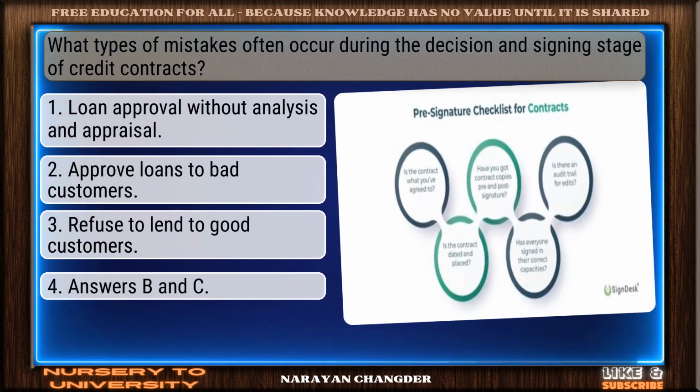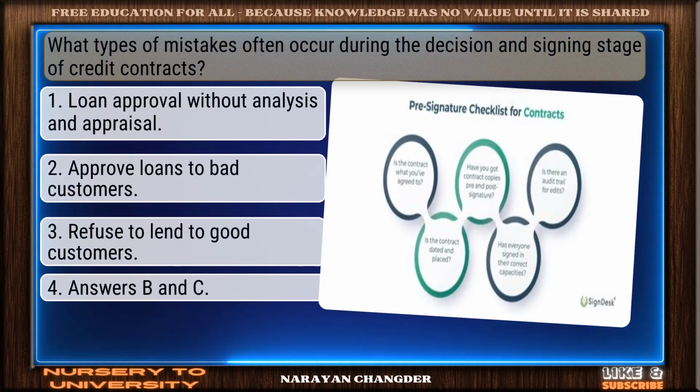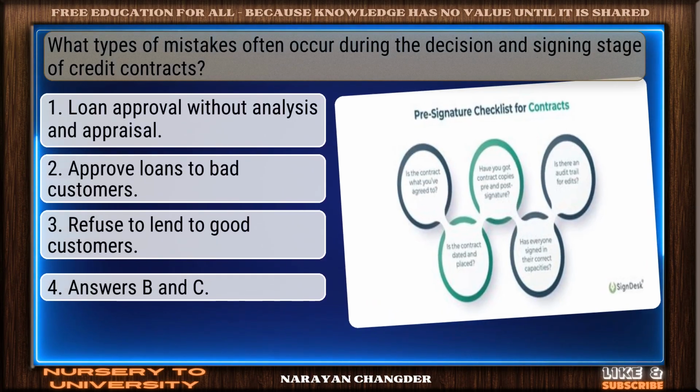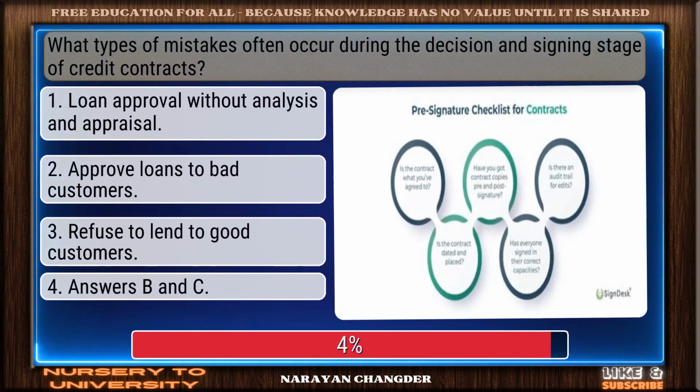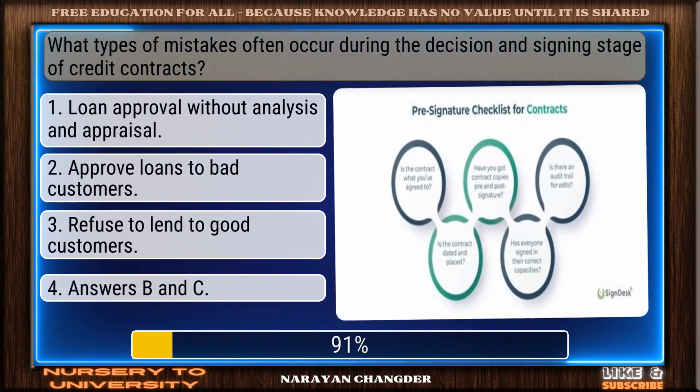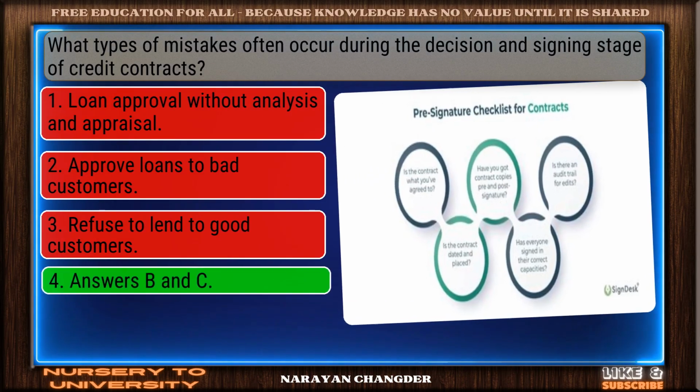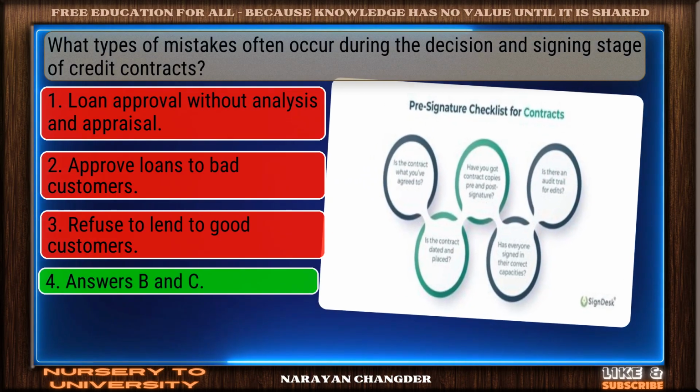What types of mistakes often occur during the decision and signing stage of credit contracts? Smart pick. Answers B and C is the correct choice.